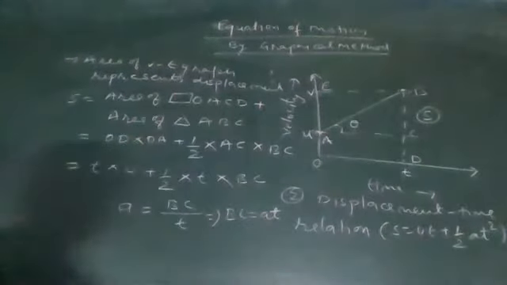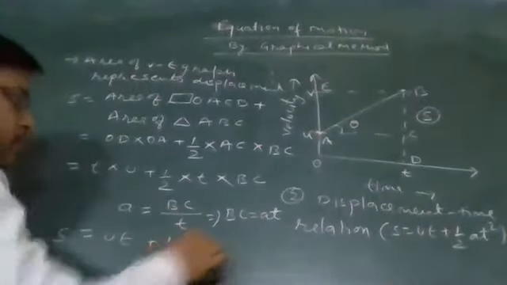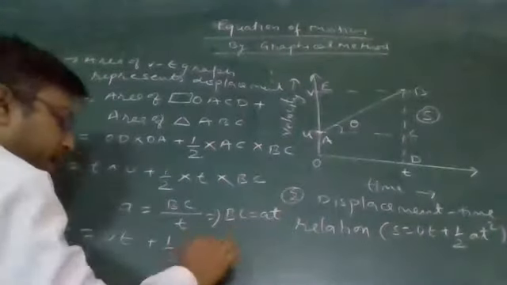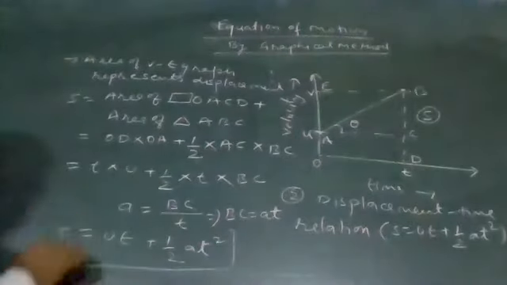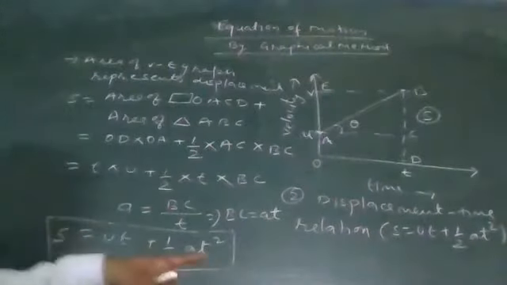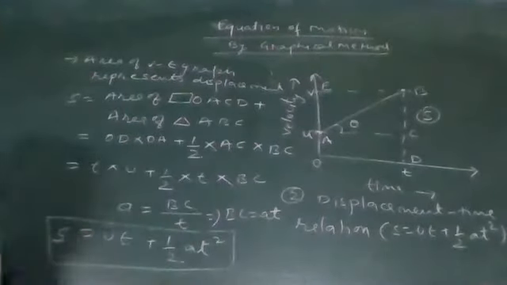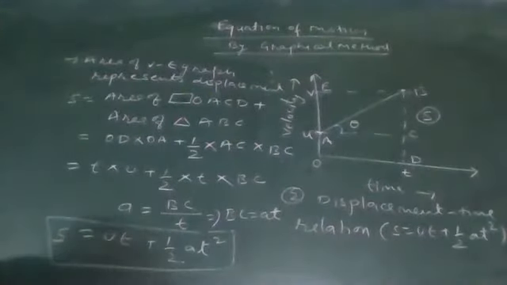If BC is replaced by AT, you will get S is equal to UT plus half AT square. This is the second equation of motion, S is equal to UT plus half AT square. We have derived this equation by the graphical method.